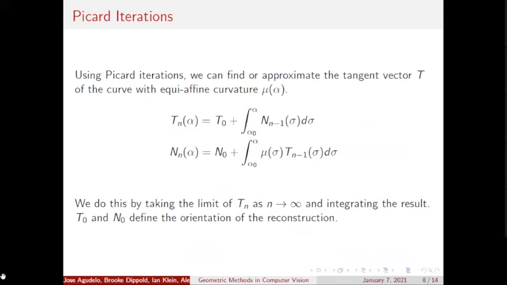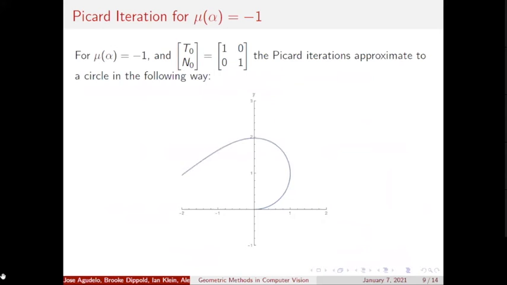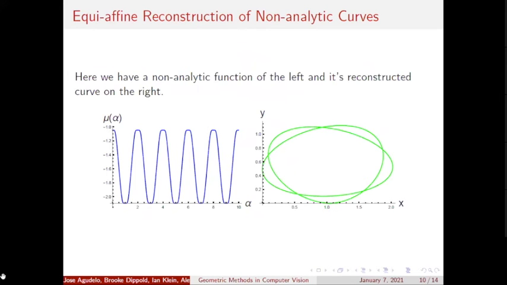Here, T naught and N naught simply define the orientation of the reconstruction. So when we take mu of alpha equal to -1, just like Brooke has showed us, we get an ellipse. Here, T naught and N naught have initial conditions (1, 0) and (0, 1), and the Picard iterations approximate a circle in the following way. Here we have a non-analytic function on the left and its reconstructed curve on the right. The non-analytic function here comes from the bump function seen on the poster.